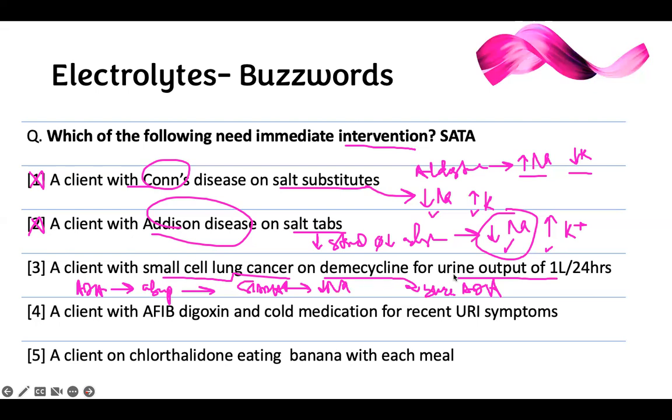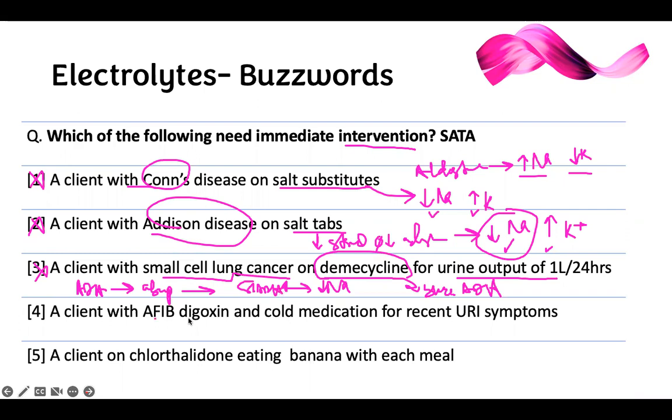So this patient is getting the actual treatment that is needed. He's getting demeclocycline for a urine output of less than 1 liter within 24 hours. So we treated him, we're giving him the appropriate medication. So this is good. Be careful, know them. Demeclocycline is not the same as desmopressin. Demeclocycline is for SIADH, desmopressin is for DI.